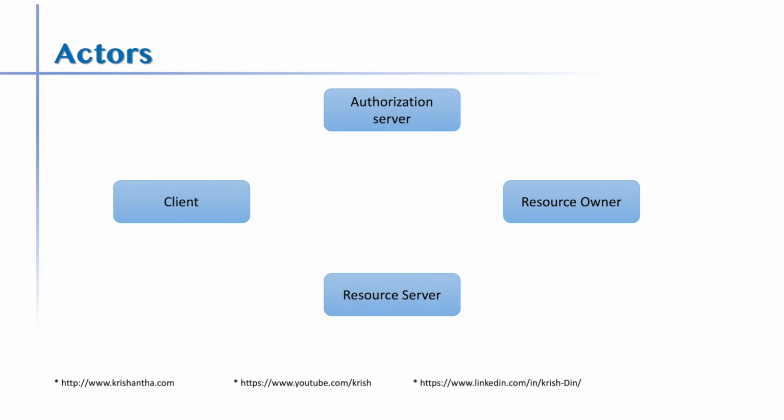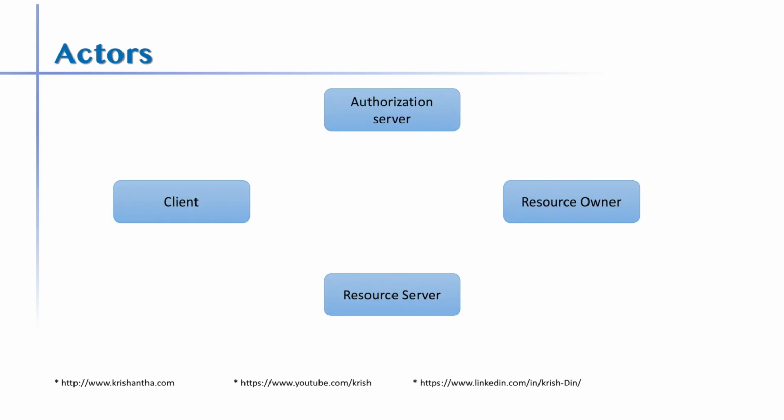Let me explain this in a very simple way. The resource owner is most probably you, the user. The user owns the resource. The authorization server is the entity which handles the authorization process: what to do, what can be done, what the roles are, and all those things. The client is probably an app. For example, let's say you are trying to access krishantha.com, and krishantha.com needs you to log in. So krishantha.com is the client.